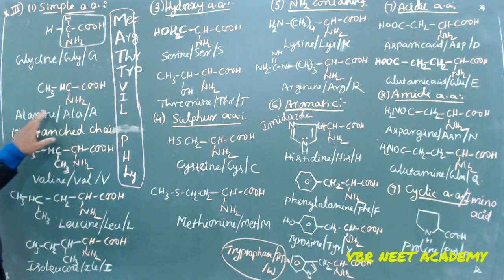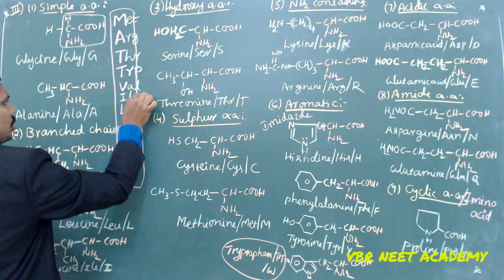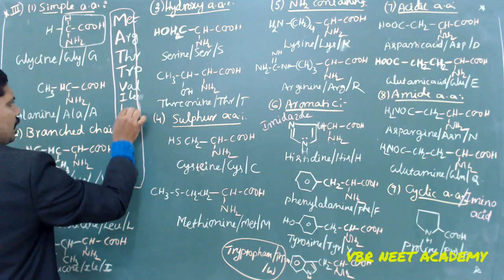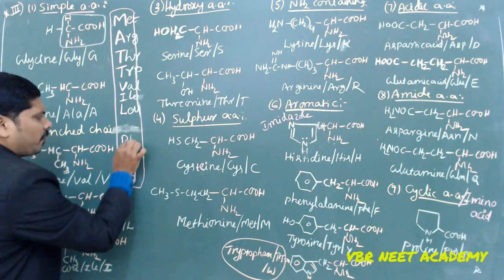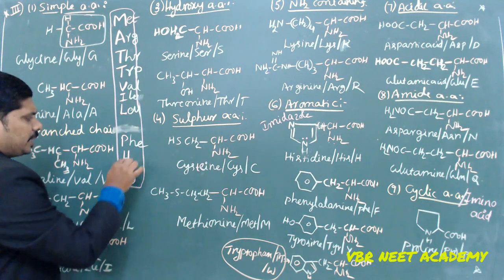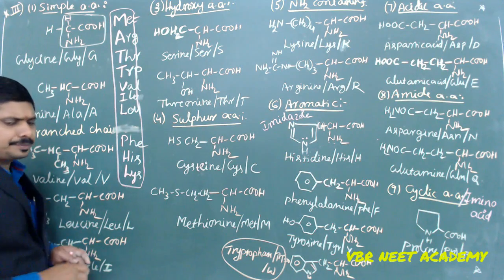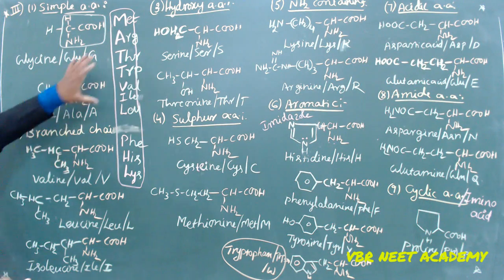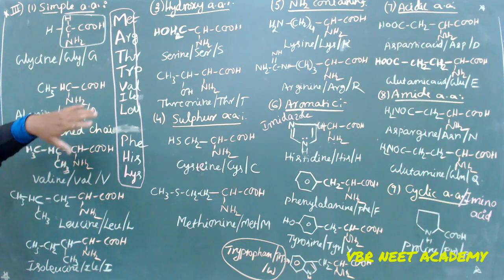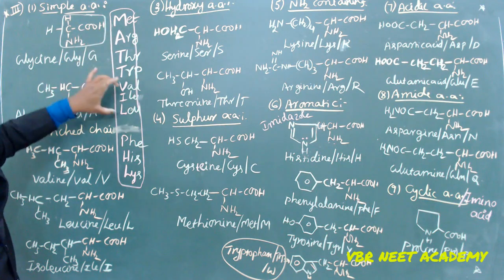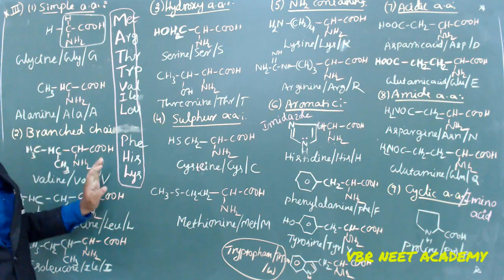VIL is the same: valine, isoleucine, and leucine. No problem. So this P is phenylalanine, that is not proline, then histidine and lysine. Certain ones are single letter codes, but certain things we are supposed to remember. But it is easy to remember: MAT WILL FLY, PHLY, that is going to be essential.